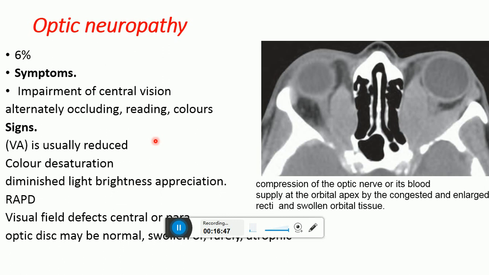Visual acuity is usually reduced but not invariably. Color desaturation is a sensitive feature, so color desaturation is important. There may be diminished light brightness appreciation. A relative afferent pupillary defect (RAPD), if present, should give cause for marked concern. Visual field defects can be central or paracentral, and may be combined with nerve fiber bundle defects. These findings, in concert with elevated intraocular pressure, may be confused with primary open-angle glaucoma. The optic disc may be normal, may be swollen, or rarely atrophic.